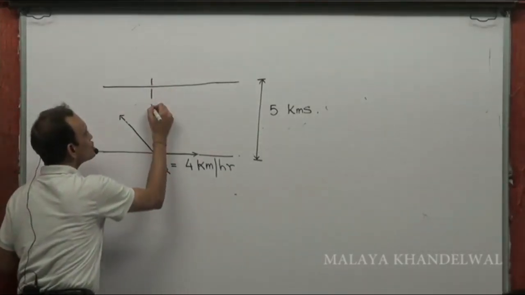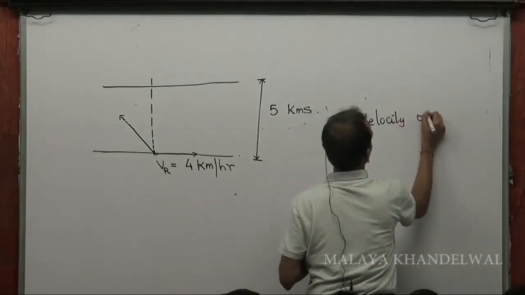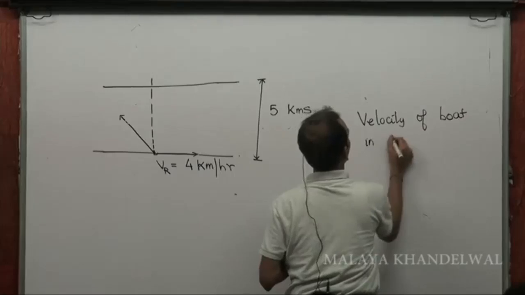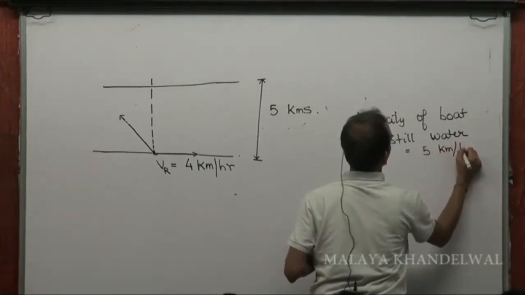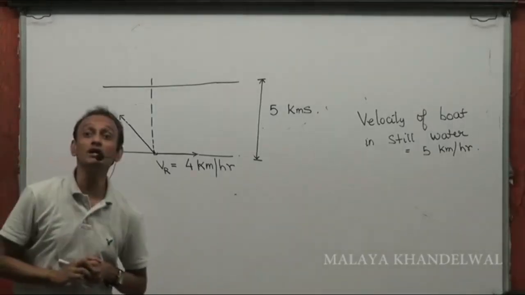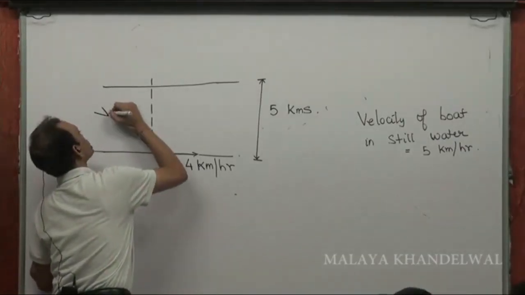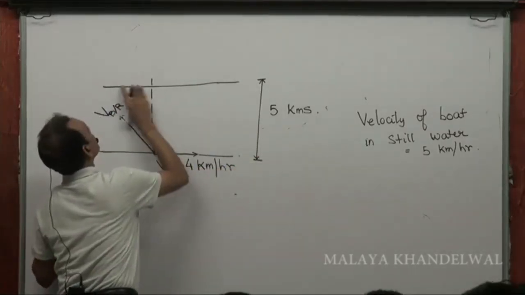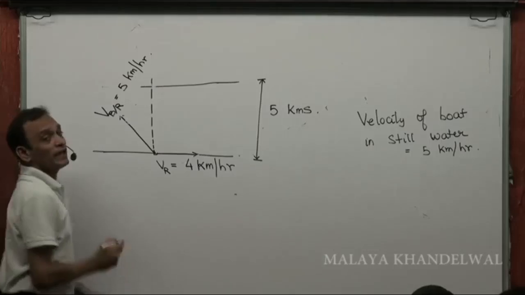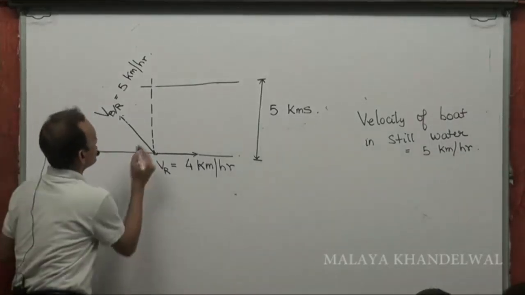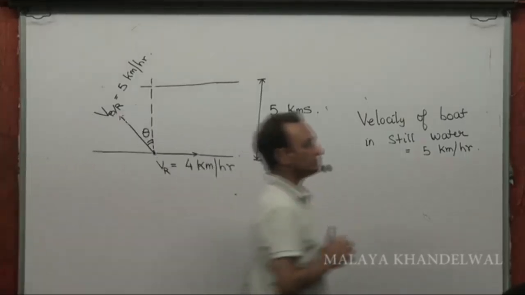And it is being attempted to steer the boat. The boat has a velocity in still water equal to, say, 5 kilometers per hour. That means what must this measure? The relative velocity of the boat with respect to the river, not the absolute velocity. So the velocity of boat with respect to the river has a magnitude equal to 5 kilometers per hour. And it is being attempted to steer the boat at an angle theta with respect to the perpendicular between the two shores.